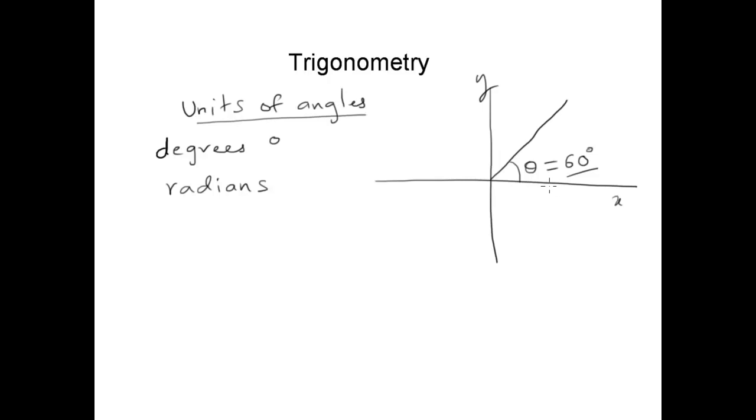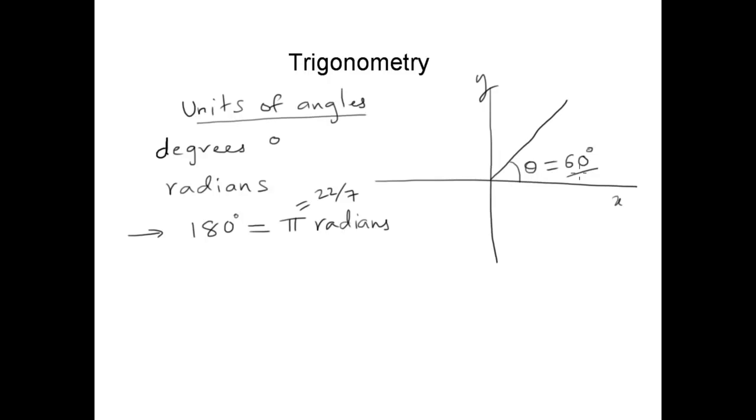Now if I ask you what the angle is in radians, then you need to convert this angle to radians. How do you do that? This is the conversion factor: 180 degrees is equal to pi radians, right? Pi is 22/7, just as you know. So 180 degrees means pi radians.